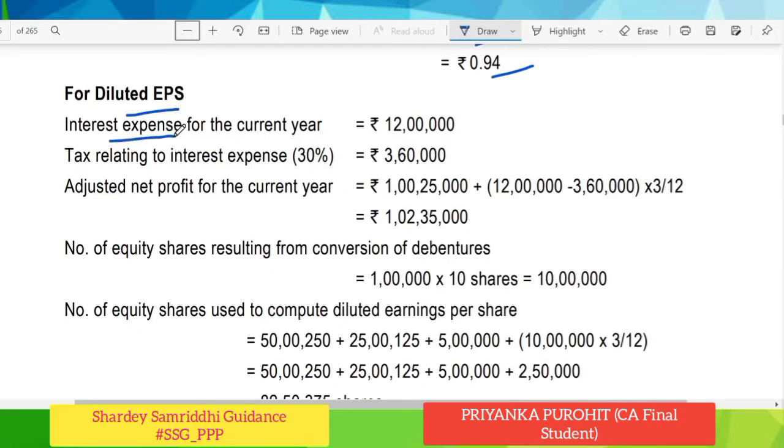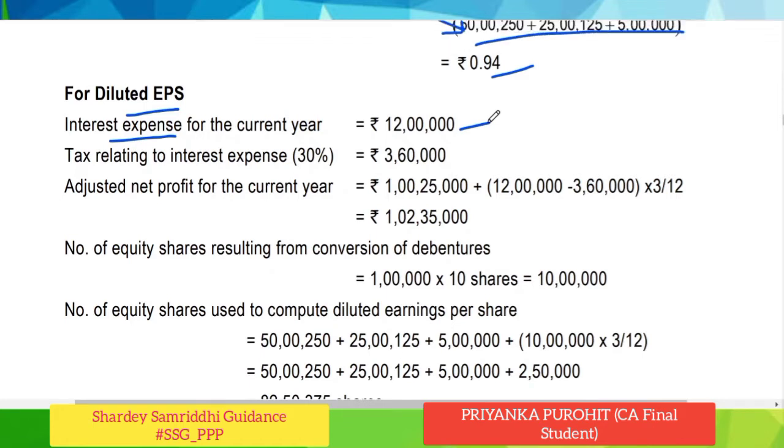Interest expense for the current year was 12 lakh. How 12 lakh? Because 12% interest was given on the convertible debentures, and then we have to reduce the tax relating to the interest expense, that is 3 lakh 60,000.